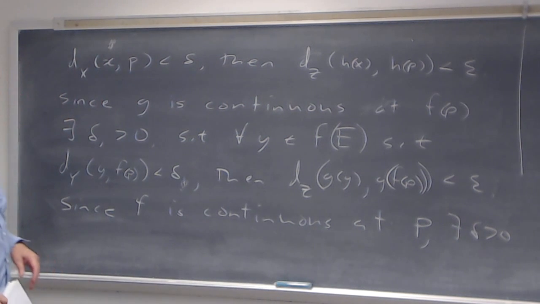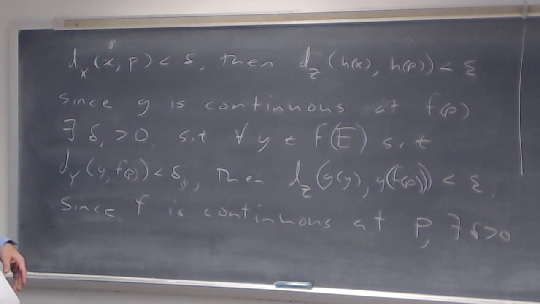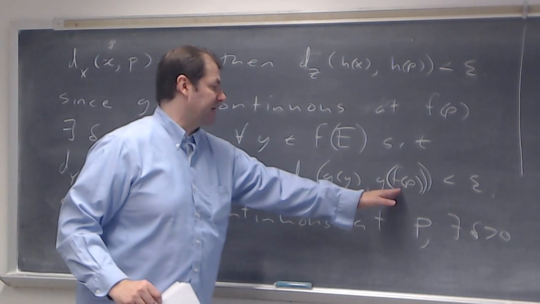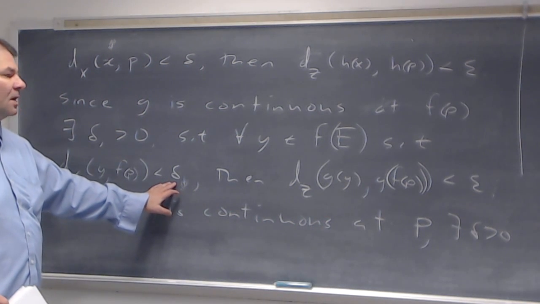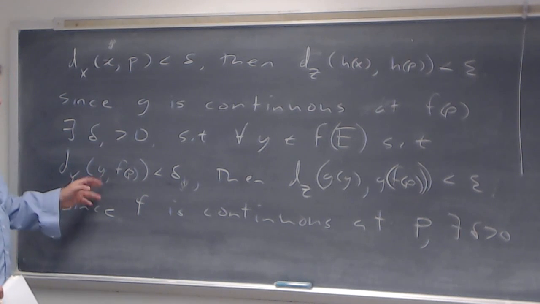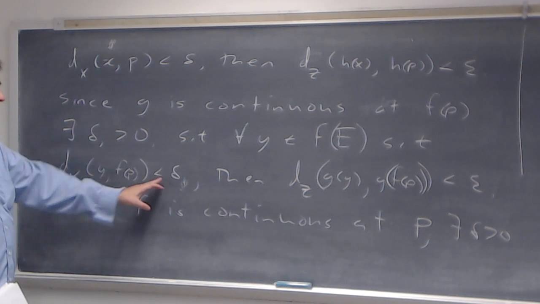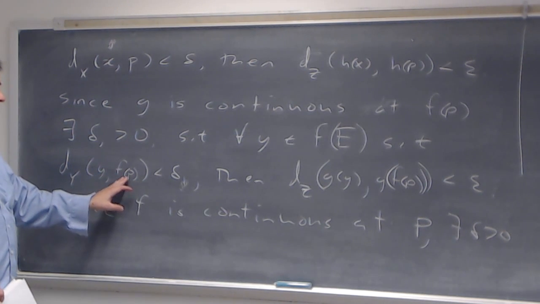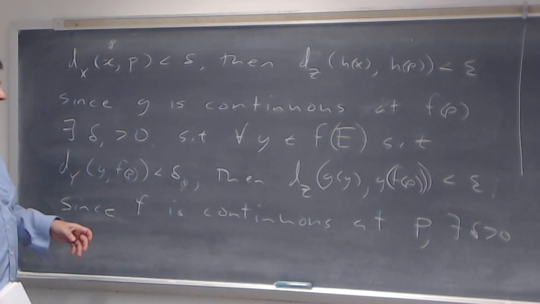Okay? And so G is going to grab things that are close to F of P and send them to things that are close to G of F of P, as long as the input values are within delta sub 1 units. What I want to make sure is that the F values that are sent to these y's are going to be within delta sub 1. The output values for F need to be within delta sub 1 of F of P. But I can make that happen because F is continuous at P.